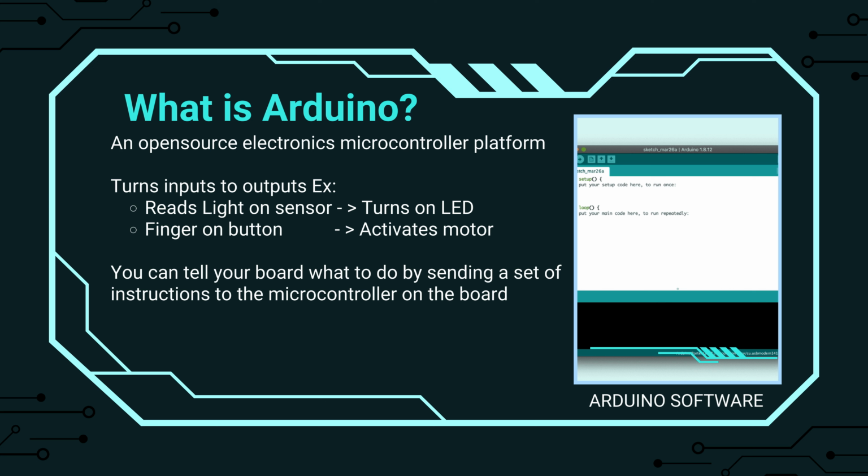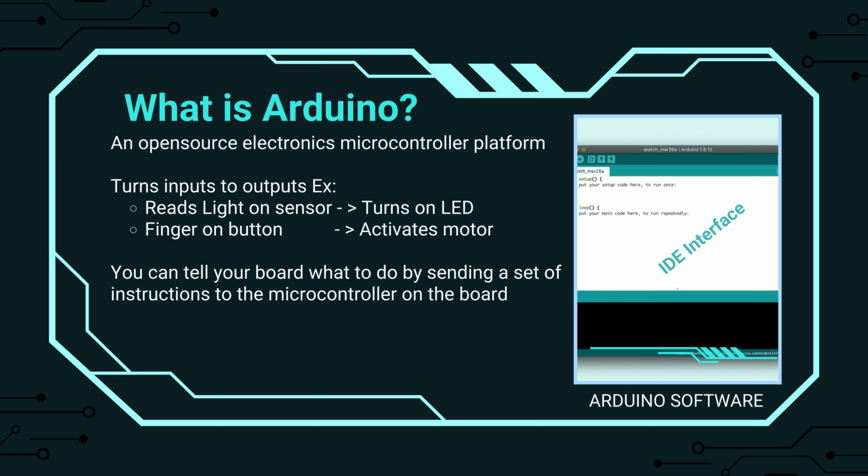Arduino boards are able to read inputs like light on a sensor or a finger on a button, and turn it into an output, activating a motor, turning on an LED, publishing something online. You can tell your board what to do by sending a set of instructions to the microcontroller on the board. To do so, you use the Arduino programming language and the Arduino software called IDE, Integrated Development Environment. This is how it looks like.